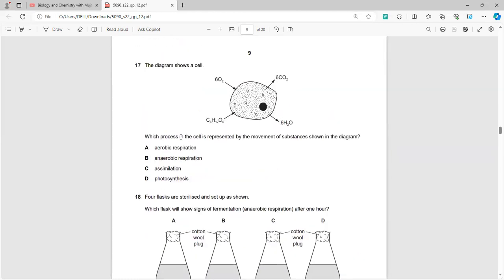Now, in question number 17, we just need to know the chemical equation. So we know that in a normal cell, for example in humans, whenever aerobic respiration occurs, the arrow going into the cell represents that these are the reactants, and the arrows which are going out represent the excretory products. So CO2 and water give rise to glucose and oxygen, which are the main requirements for the cell. So this is aerobic respiration.